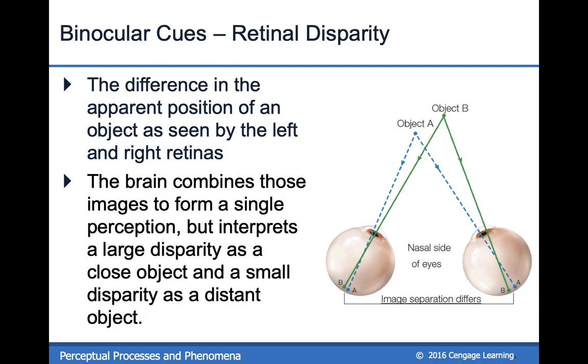Your brain puts these two images together to create this 3D perception. Now you have a large disparity if the object is close and a smaller disparity for distant objects. So find something that's kind of close to you and do this trick, and then do it with something really far away, and you're going to see the jump change a little bit between the two.